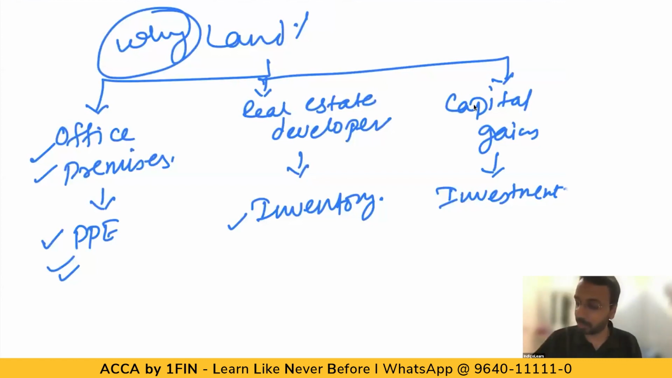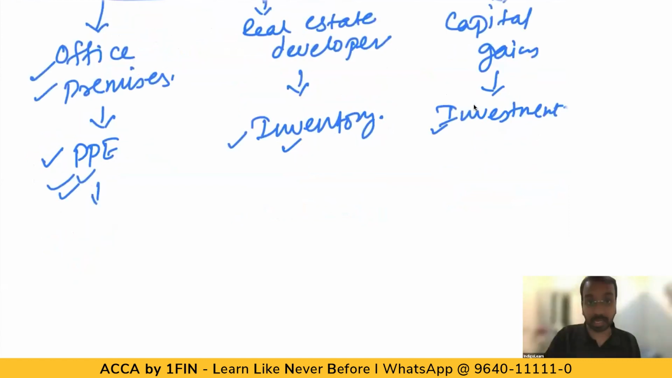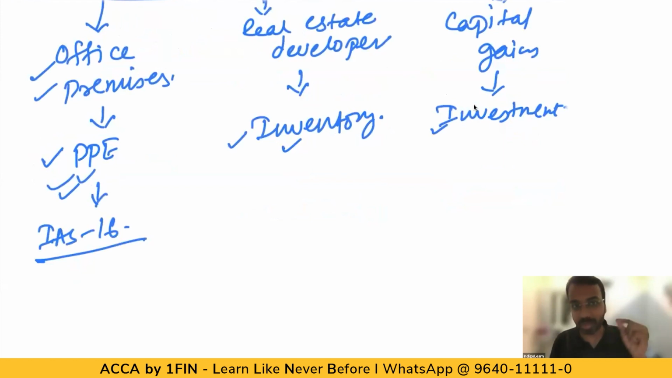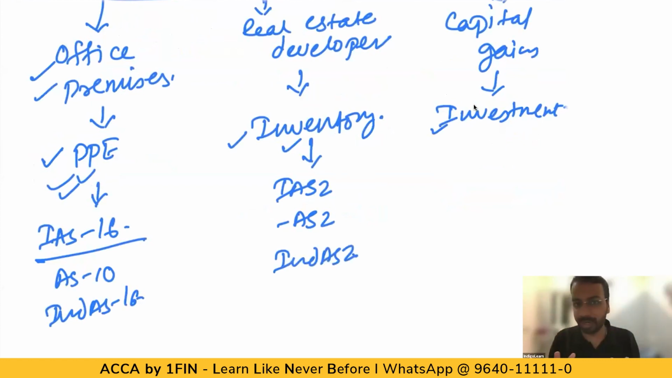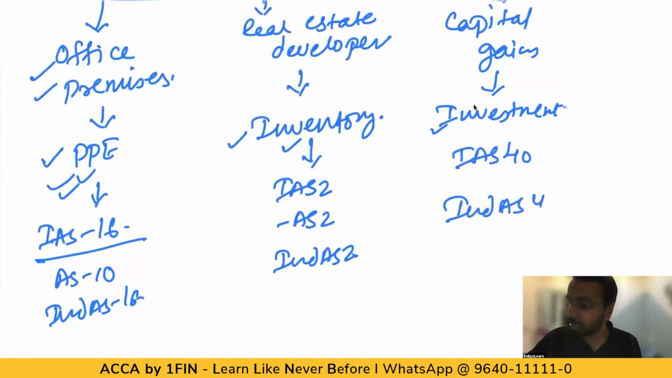So classification depends on the purpose and the objective. Office premises, or PPE, is covered by International Accounting Standard 16. Please remember, we are doing an ACCA workshop, so that's why I'm giving you the International Accounting Standard number. In Indian Accounting Standards, it is AS 10 or Ind AS 16. Inventory is covered by IAS 2 or AS 2 or Ind AS 2. More or less, these are similar, but there are some specific tricky points. And investment property is covered by IAS 40 and Ind AS 40.